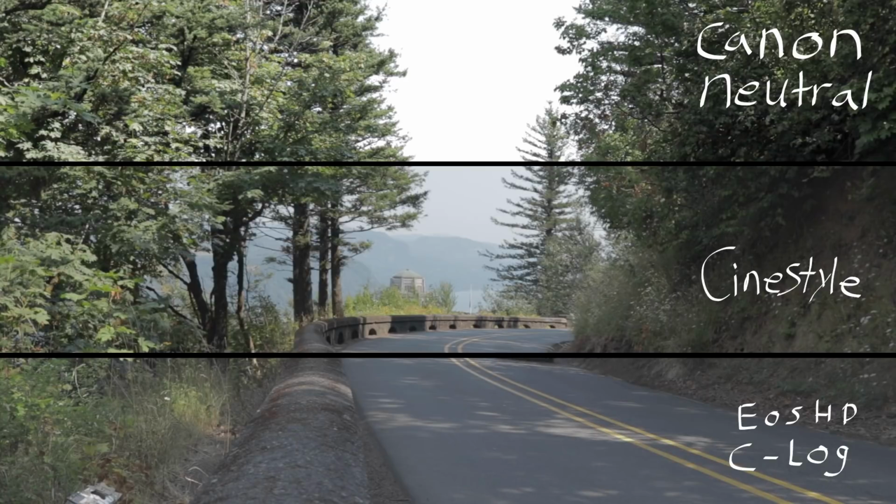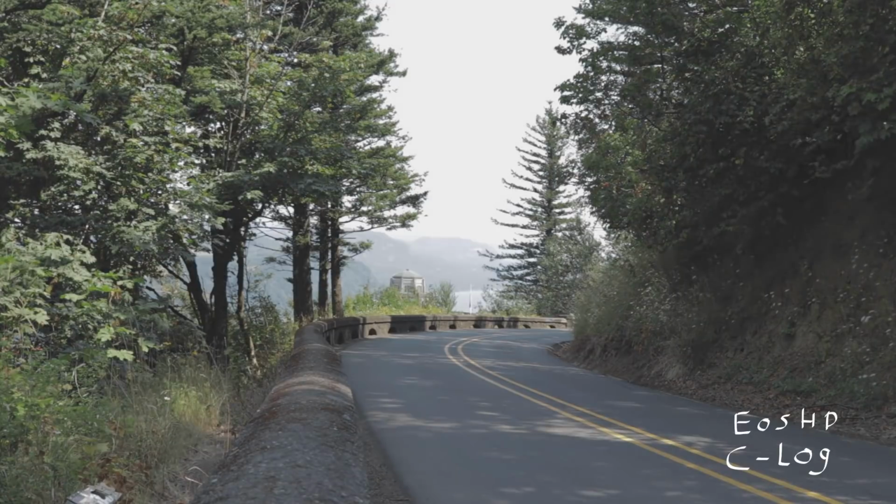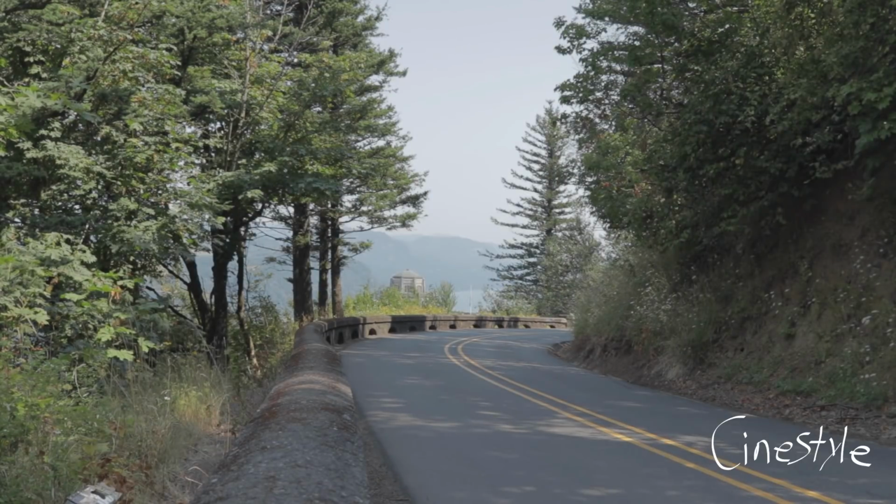All right, I just went out to the Columbia River Gorge and I found a shot that had a good amount of dynamic range, and that's kind of the main purpose of having a different picture profile on your camera, is to boost the dynamic range. So what I did was I shot the exact same scene 3 times using the Canon profile, which was in neutral with the contrast and saturation turned all the way down. And then I used Andrew Reid's C-Log, and then I used Technicolor Cinestyle.